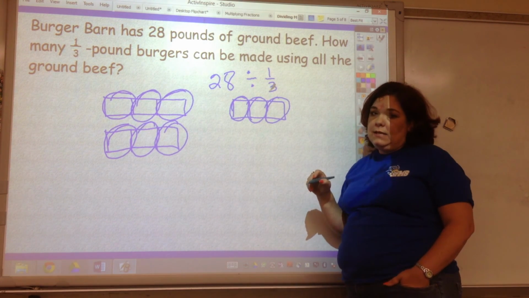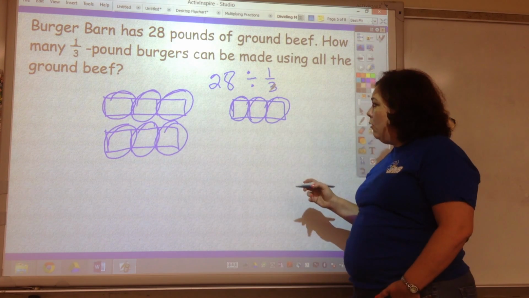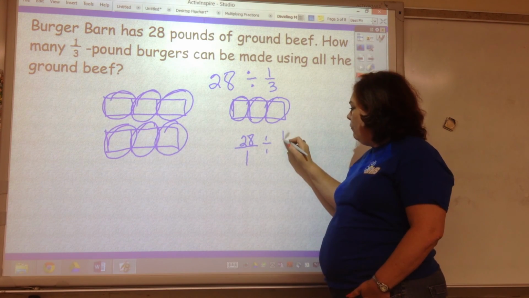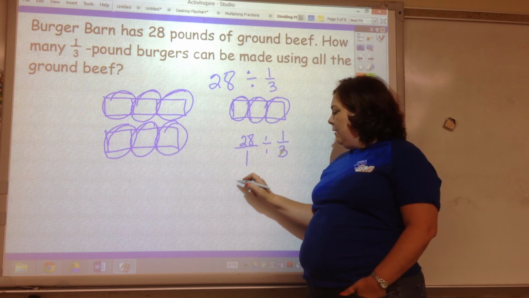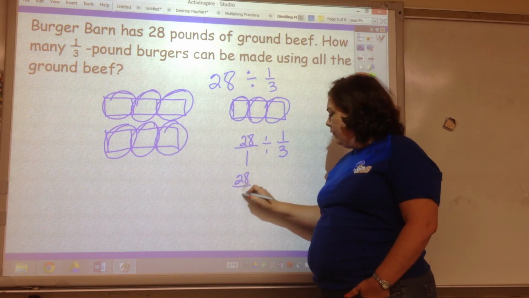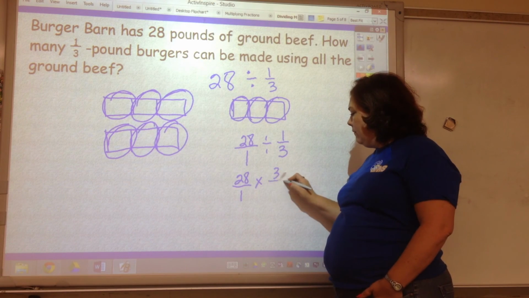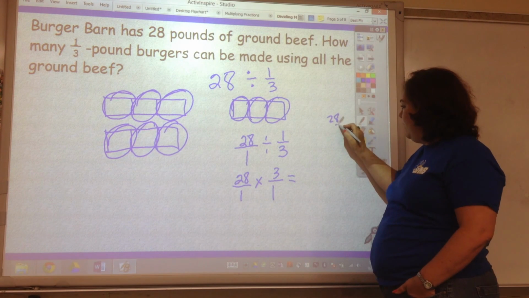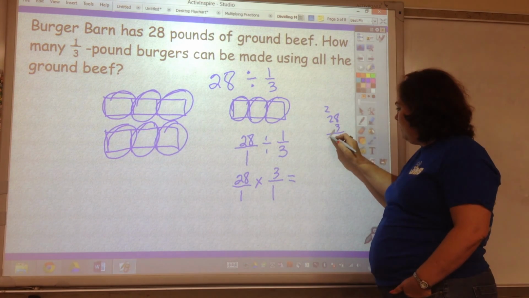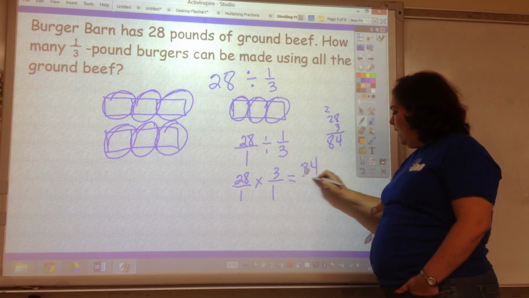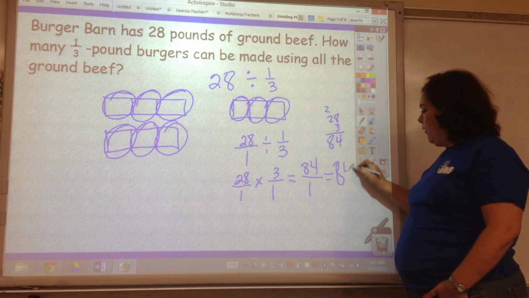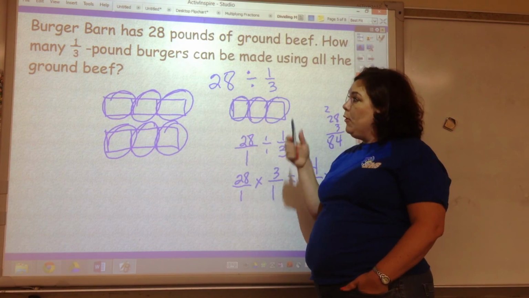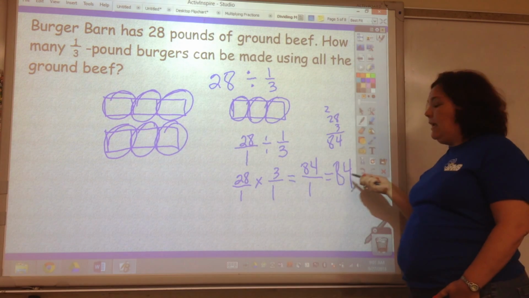Now the math to this, I can draw 28 and count them up, or I can do it by the math. So 28 over 1 divided by 1/3, and I'm going to leave, change, and flip. And now I just have 28 times 3, which I have to come over here and do because I don't know it off the top of my head. 84, over 1, which is just 84 burgers. So does that make sense? I have 28 pounds. I can make three burgers with each pound, so I can make 84 burgers.